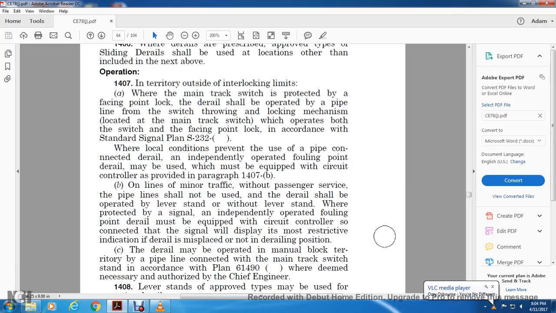Where local conditions prevent the use of the pipe connecting the derail, an independently operated fouling point derail may be used, which must be equipped with the circuit controller as provided in paragraph 1407B. On lines of minor traffic without passengers, the pipeline shall not be used.